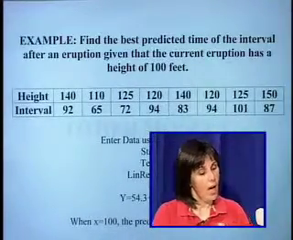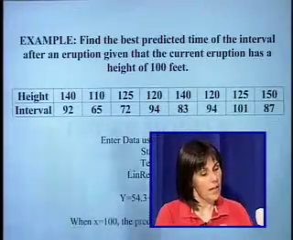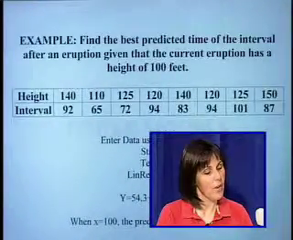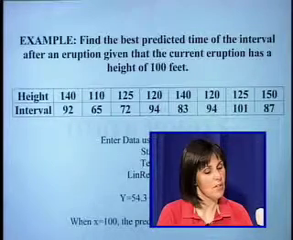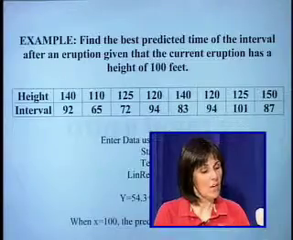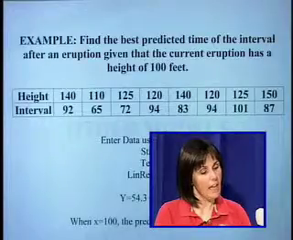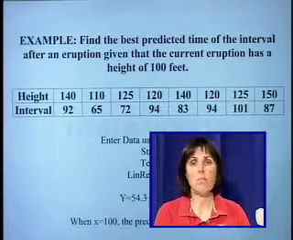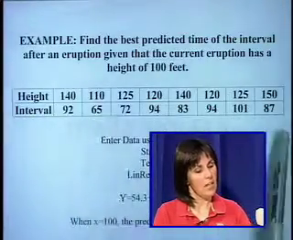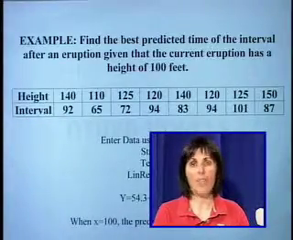I have a set of data, heights, and an interval. The question is, find the best predicted time of the interval after an eruption, given that the current eruption has a height of 100 feet. So we are talking about Old Faithful. These are the heights of Old Faithful's eruptions, in feet, and these are the time intervals, in minutes. And we know that the heights and the time intervals are related.